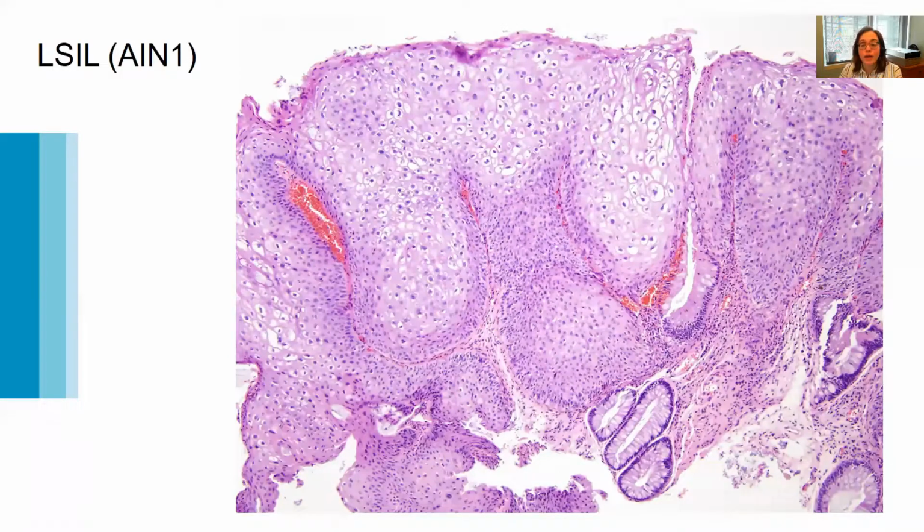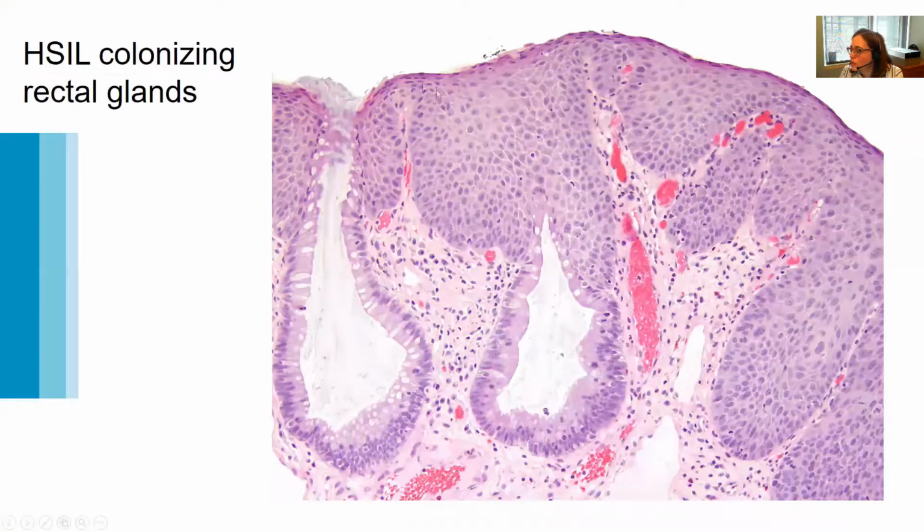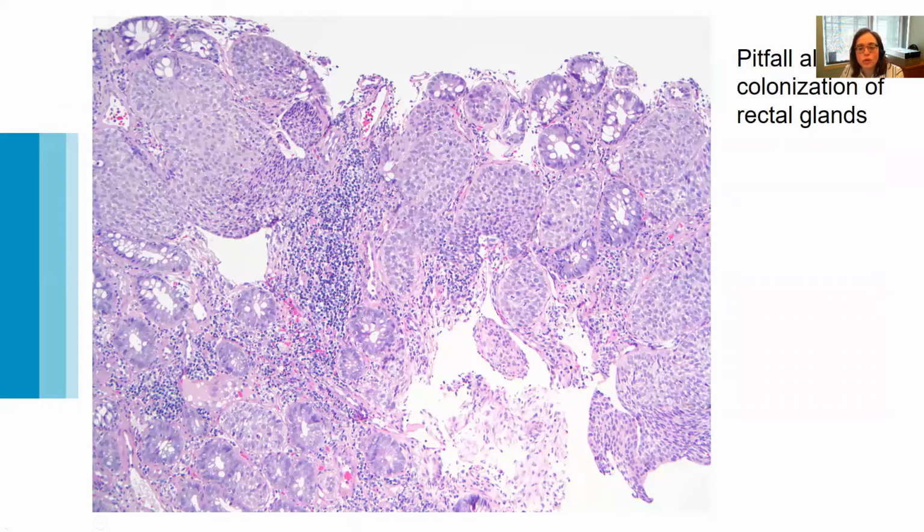Now, one issue that often comes through the consult service is when areas of AIN colonize adjacent colorectal glands, as seen right here. Examples such as this one are not problematic because you can see the glands in the process of being colonized, such as here and here. And this is an example of HSIL colonizing a gland. It's a no-brainer. The problem is when colonization can be so diffuse as to mimic squamous cell carcinoma. The key here is to note the rounded contours of these nests in the absence of stromal desmoplasia.